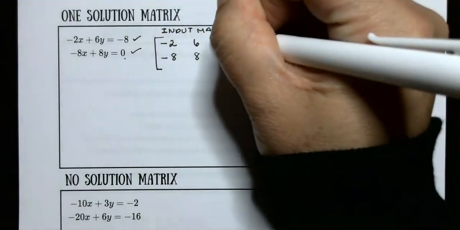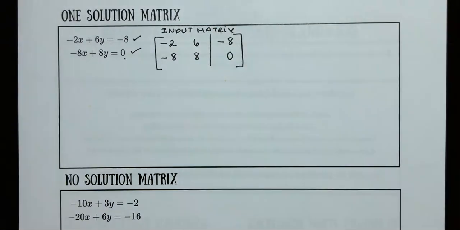Now you'll find that some people do draw a line to separate your x, y from your constant. That line can represent the equal sign as well. So sometimes it's a solid line, sometimes it's a dotted line, sometimes we don't even draw it at all. It's up to you on how you want to organize your work.